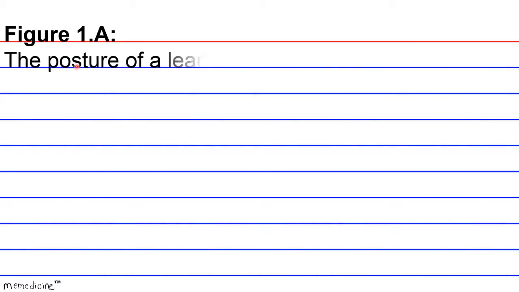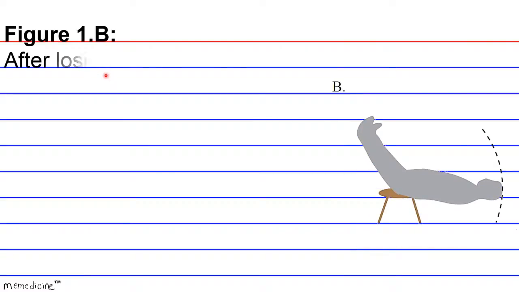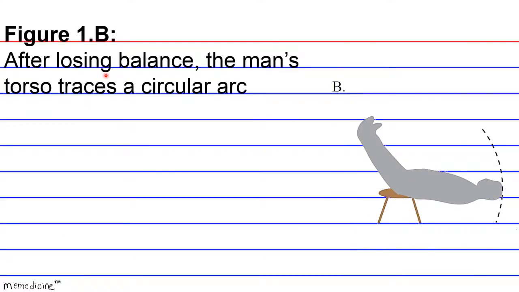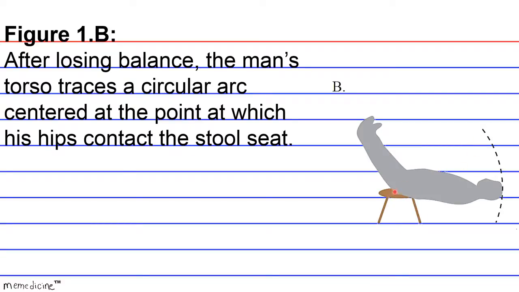Figure 1a, the posture of a leaning man sitting balanced on a stool. Don't try this at home. Figure 1b. After losing balance, the man's torso traces a circular arc, centered at the point at which his hips contact the stool seat.